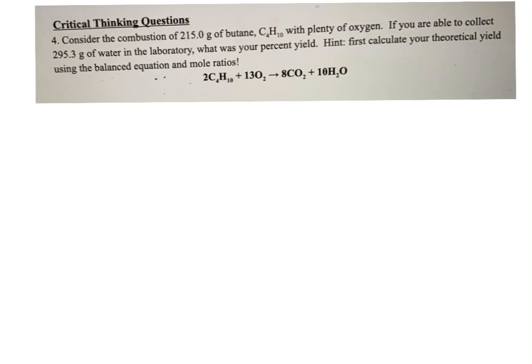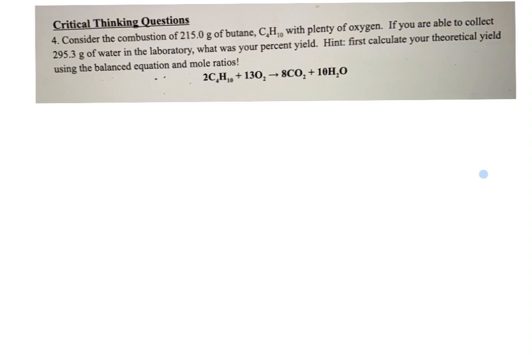Right, here's number 4 on the limiting reactant practice and percent yield packet. So this one is getting into percent yield. So here's what we're rolling with. It says consider the combustion of 215 grams of butane, which is C4H10. So that's how much I'm starting with. Plenty of oxygen. So that means excess oxygen.